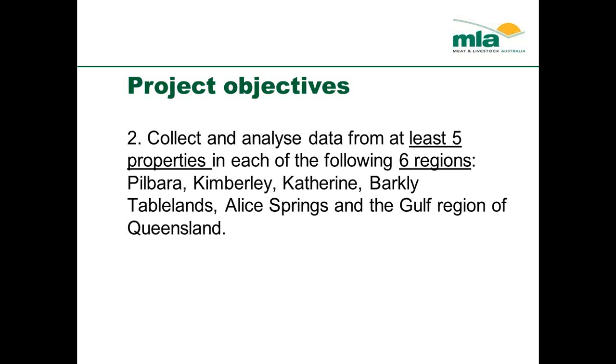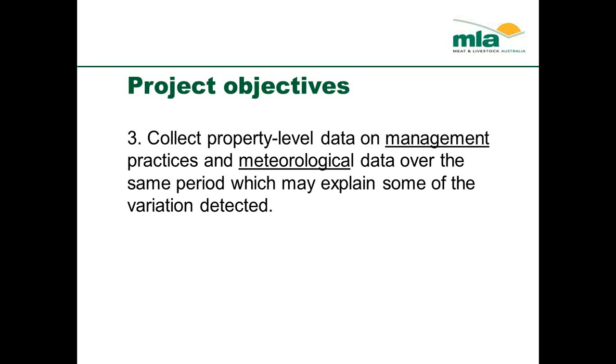The second objective was to collect and analyse data from at least 5 properties in each of the following 6 regions, being the Pilbara, Kimberley, Katherine, Barkly Tableland, Alice Springs and the Gulf region of Queensland. In other words, extensive Northern Australia. The third objective was to collect property level data on management practices and metadata over the same period, which may help to explain some of the variation that we came up with in mortality rates. So the management practices such as culling for age, vaccination, supplementation, segregation, weaning, etc. And metadata like rainfall records, floods, droughts, that sort of thing.